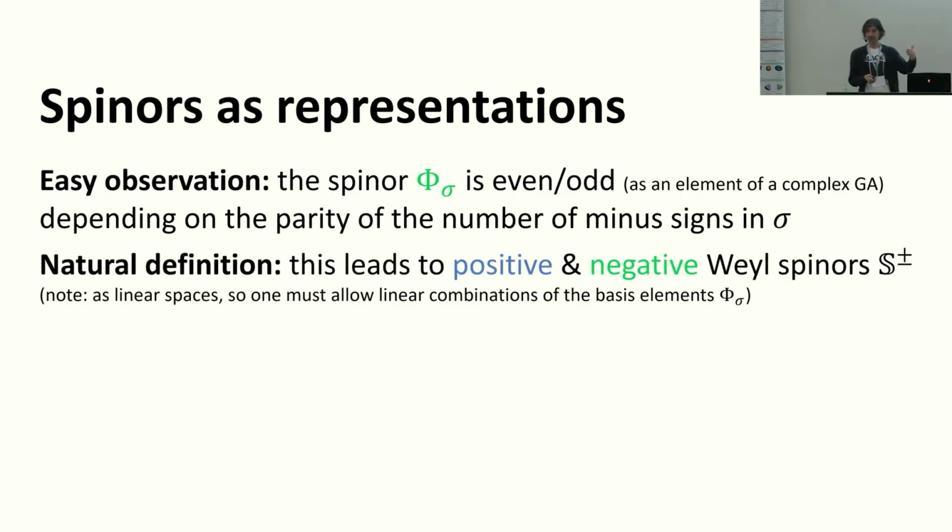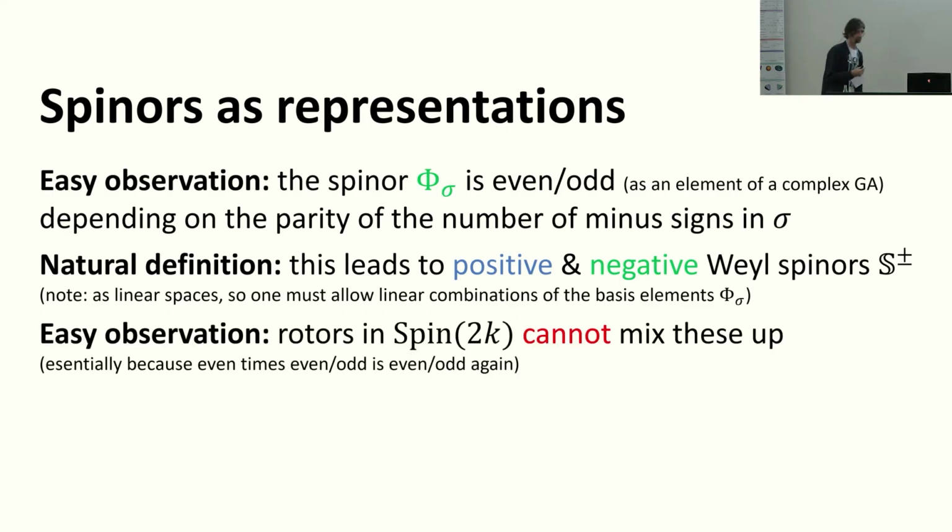Now, this leads to the positive and negative Weyl spinors. We already knew the dimensions from before, because we did the counting argument. And the thing is, of course, that if you take a rotor, because it is an even element, and you multiply it with the spinors that we have constructed, you will still be in the space of the positive or the negative spinors. Be careful if you allow linear combinations. That is, of course, very important here.